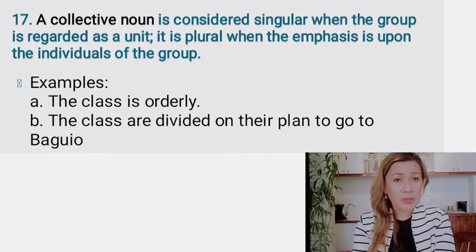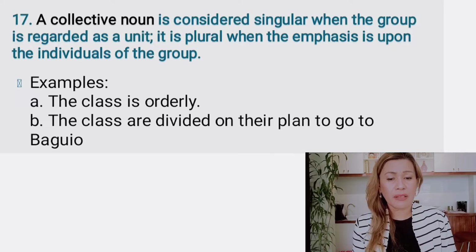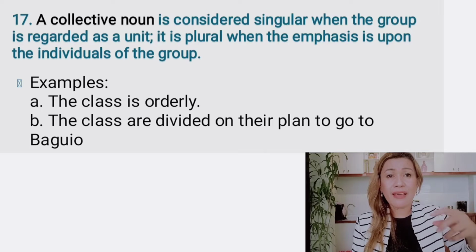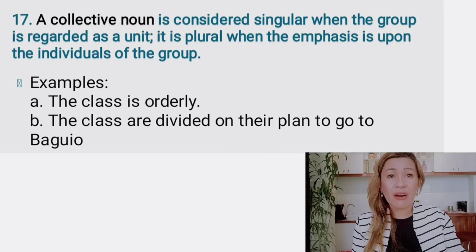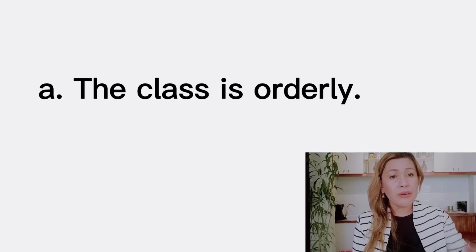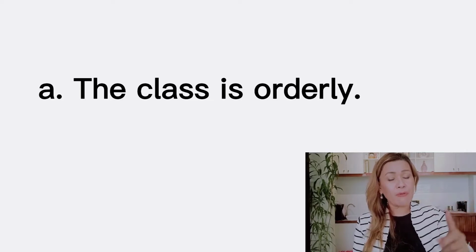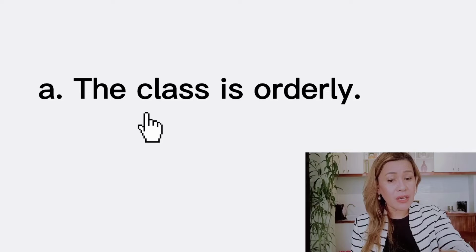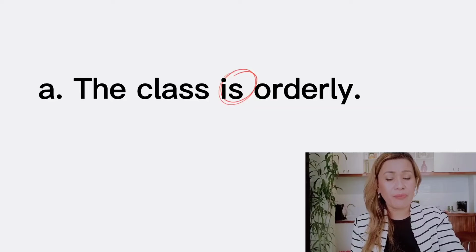Now, there are two rules involved in collective nouns. The first one is if you are taking the collective noun as a group, then you will need a singular verb for it. For example, the class is orderly. You're taking the class as a unit. So therefore, your reference is singular as a unit, and therefore a singular verb is needed.